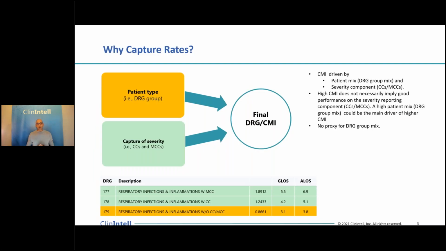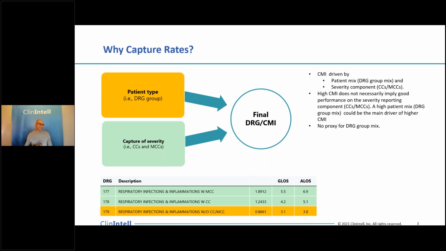So why capture rates? Where does this come from? Well, let's call a spade a spade firstly. CDI really probably wouldn't exist if it weren't for the MCCs and CCs. Now, that doesn't mean that that's all that CDI is about, because I think that the majority of individuals on this call or the attendees will attest to the fact that we must go beyond just the capture rate.